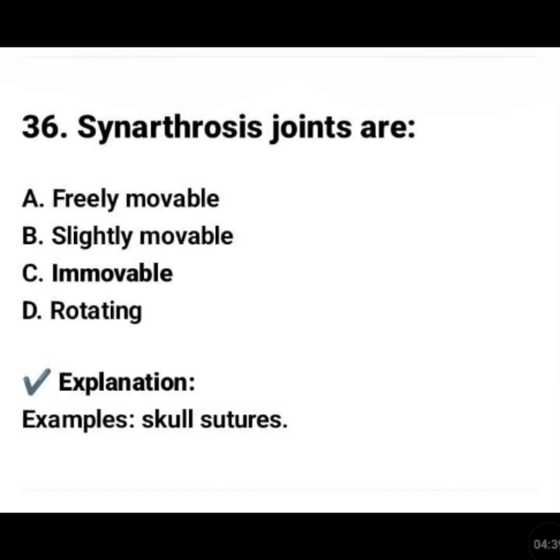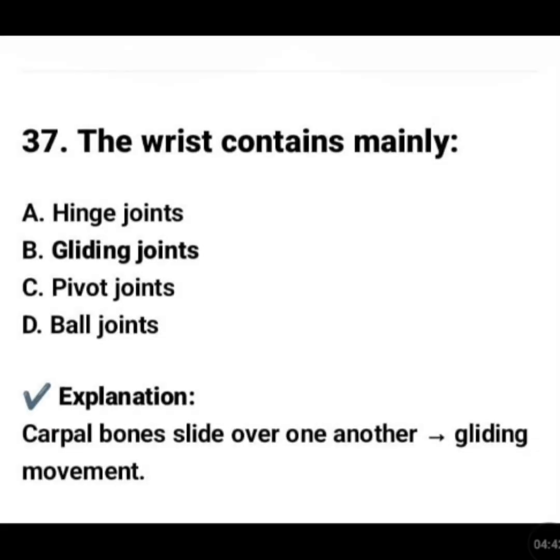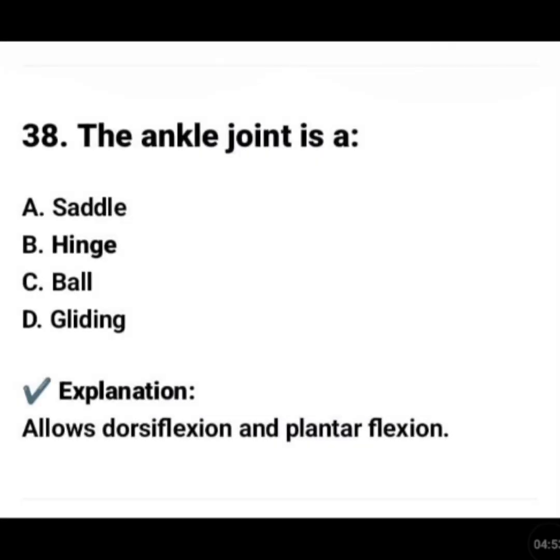Synarthrosis joints are immovable. Example skull sutures. The wrist contains mainly gliding joints. Carpal bones slide over one another, allowing gliding movement. The ankle joint is a hinge joint, allows dorsiflexion and plantar flexion.